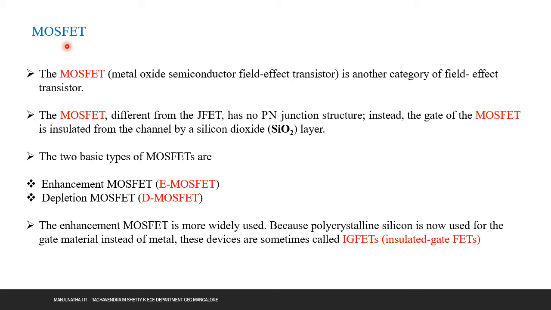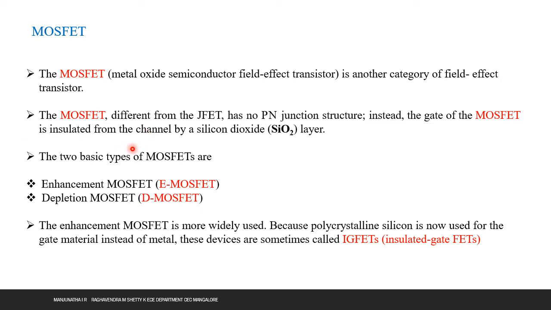Let me discuss MOSFET in brief. It's an introduction about MOSFET. The MOSFET, the abbreviation for metal oxide semiconductor field effect transistor, is another category of field effect transistor. As we already know, FET has two different types, JFET and MOSFET. We had a lot of discussion about JFET in the previous lecture, so now we'll discuss MOSFET in detail. It's another category of field effect transistor, FET.